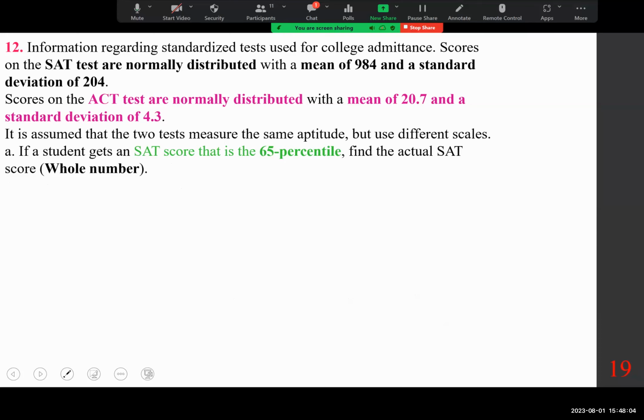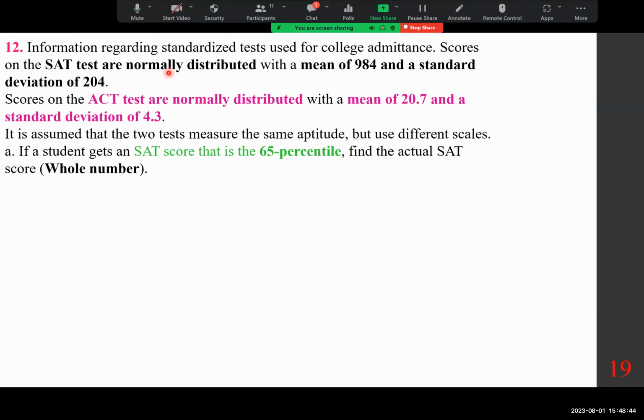Information regarding standardized tests used for college admittance. Scores on the SAT test are normally distributed with a mean of 984 and a standard deviation of 204. Scores on the ACT test are normally distributed with a mean of 20.7 and a standard deviation of 4.3. It is assumed that the two tests measure the same aptitude, but use different scales. If a student gets an SAT score that is in the 65th percentile, find the actual SAT score, full number. Excellent. So first, let's see what is given.